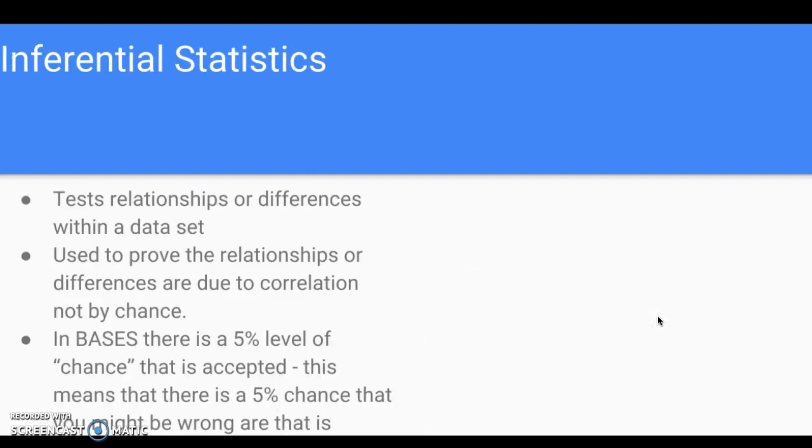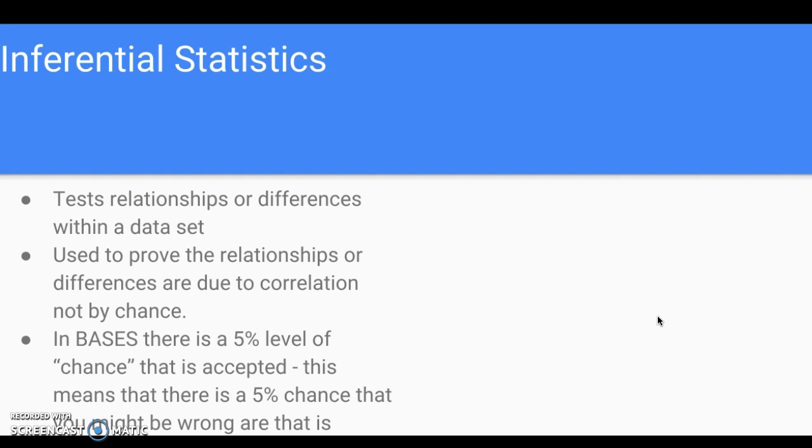The next thing we're going to be looking at is inferential statistics. Inferential statistics are tests for relationships or differences within a data set. This can be seen in basketball and netball, which is shown later on in the next video. It's used to prove the relationships and differences are due to correlations and not by chance. So it cannot just be caused by chance. There needs to be a reason behind why the relationships or differences are caused.